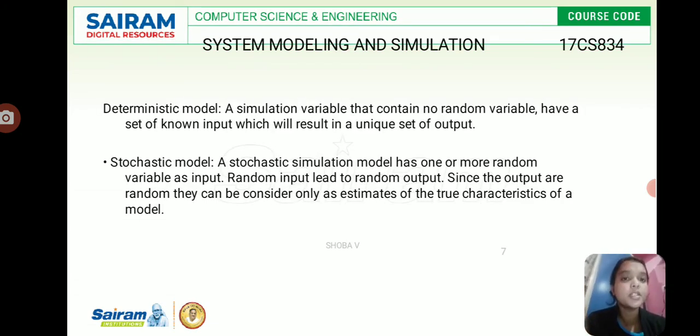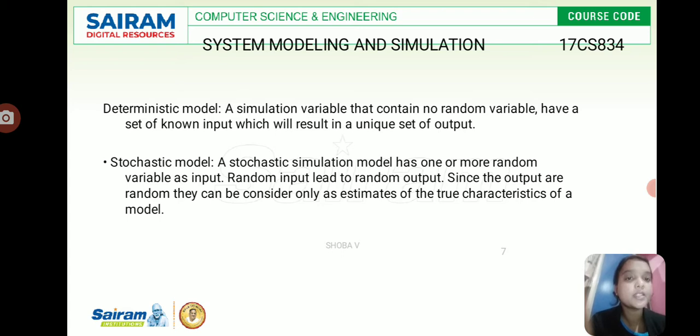A deterministic model contains no random variables. It has a set of known inputs which leads to a unique set of outputs. So this is the deterministic model. Here there are no random variables which we can see in this model.